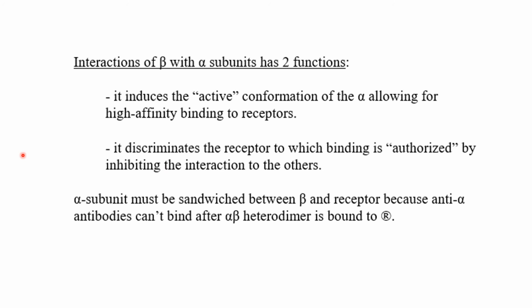One more time. Interactions of the beta subunit with the alpha subunit have two functions. You have to have them bound together to induce the active conformation of alpha, allowing for high affinity binding to receptors. And number two, it's the beta subunit that has the specificity and discriminates the receptor to which binding is, quote-unquote, authorized by inhibiting or somewhat inhibiting the interaction with other receptors.